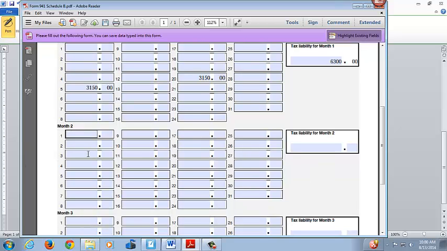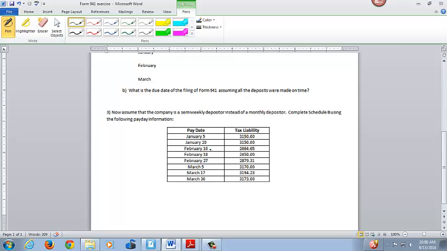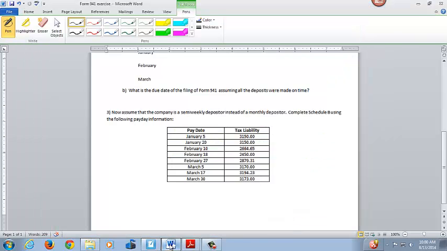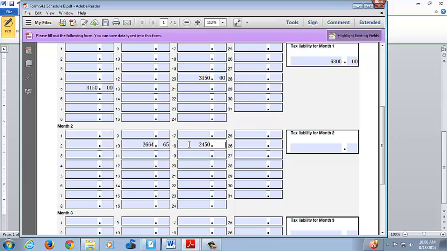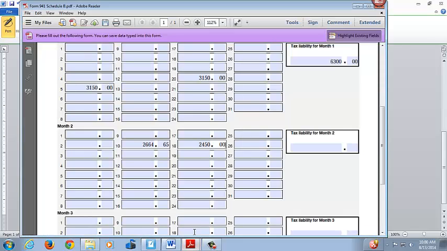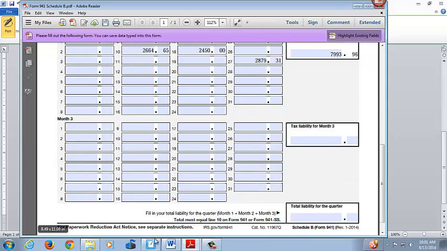Then we go to month 2, which for quarter 1 would be February. Here we had a payday of February 10th, where we owed $2,664.65. So we put that in. Our next payday is February 18th, where we owed $24.50, so we find the 18th and put in $24.50. We also paid on February 27th, and our tax liability there was $2,879.31. If you add up all 3 of those for the month, you should get $7,993.96. And then month 3 would be March in quarter 1.